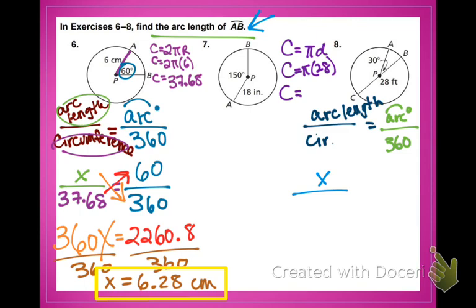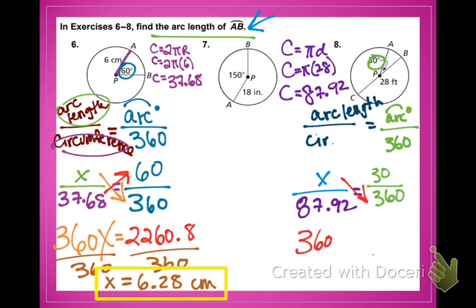All right, so what's 3.14 times 28? 87.92. We put that on the bottom of our fraction. What is the measure of our arc that was given? 30. Out of 360. Cross multiply, x times 360 is still 360x. 87.92 times 30. 2,637.6.